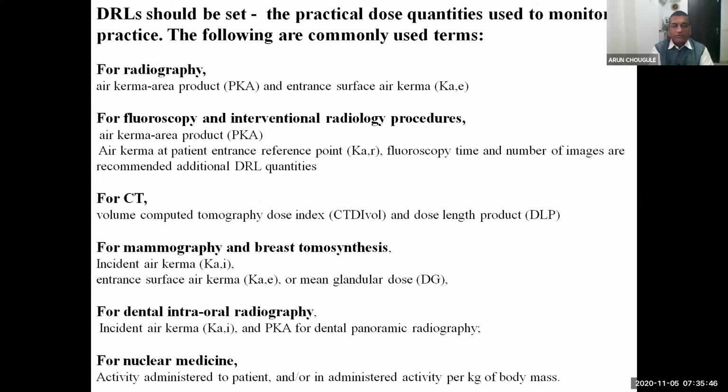The following are commonly used terms. For radiography, just simple radiography, you can use air kerma, air kerma product PKA, or entrance surface air kerma. For fluoroscopy and interventional radiology procedures, you need to use kerma area product. At the same time, you have to take into account the fluoroscopy time and the number of images that have to be included in the observations. For CT, volume computed tomography dose index CTDI and dose length product DLP. For mammography, incident air kerma or entrance air kerma or mean glandular dose, DG. For dental intraoral radiography, incident air kerma, or dental PKA for dental panoramic radiography.